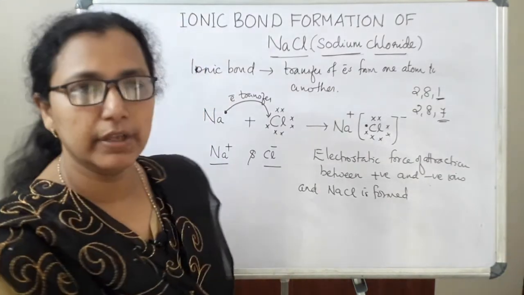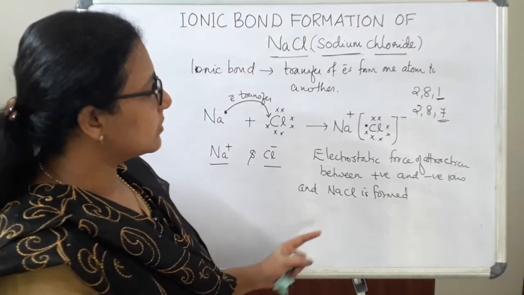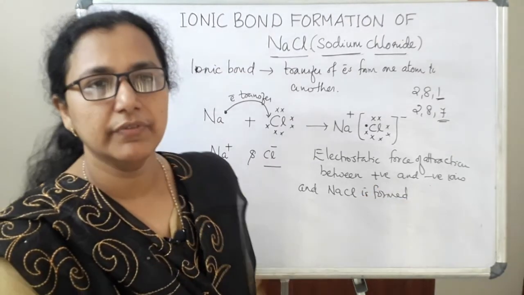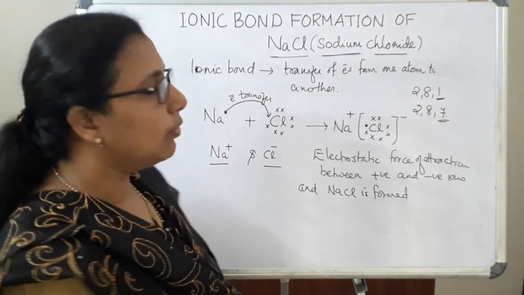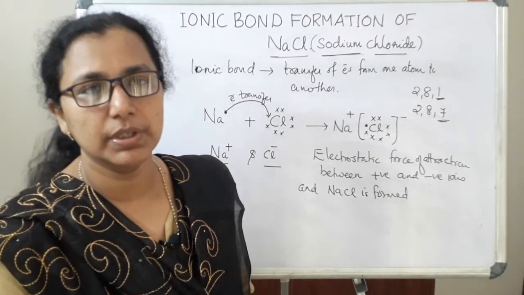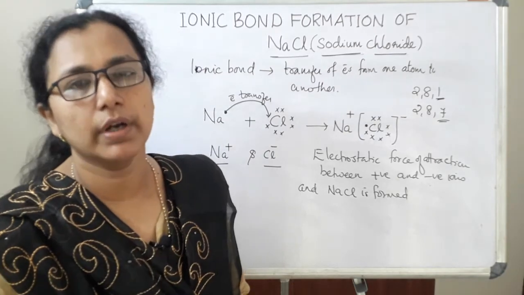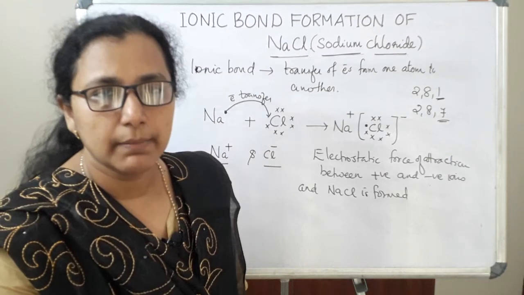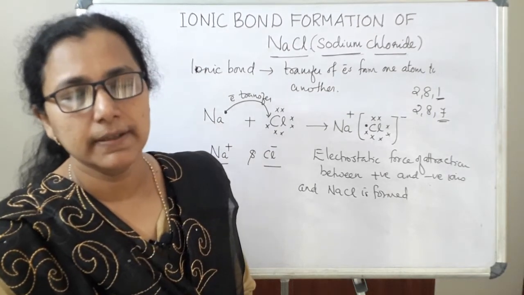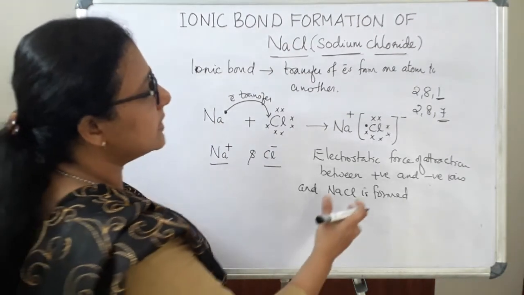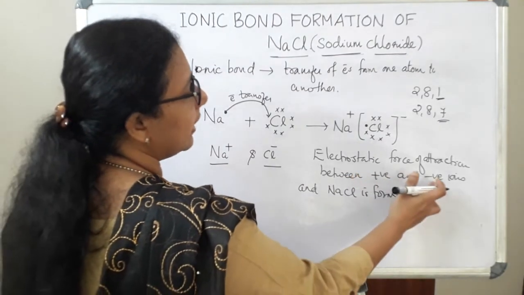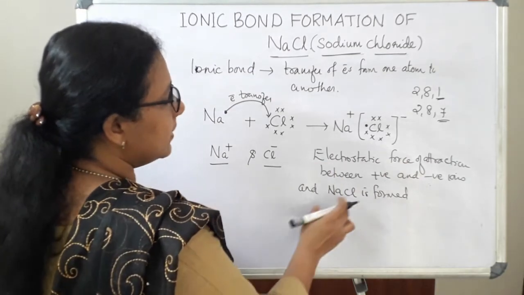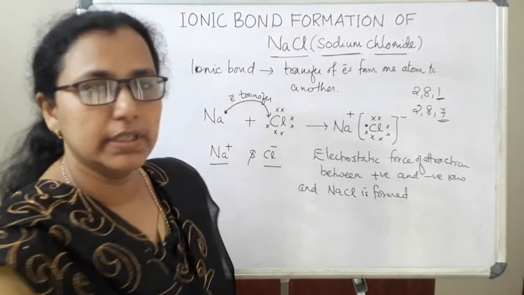It is purely ionic in nature, since the sodium ion has a positive charge and the chloride ion has a negative charge. There is an attraction between the positive ion and the negative ion, that is an electrostatic force of attraction. So that is how sodium chloride is formed.